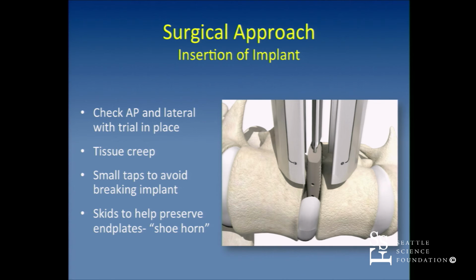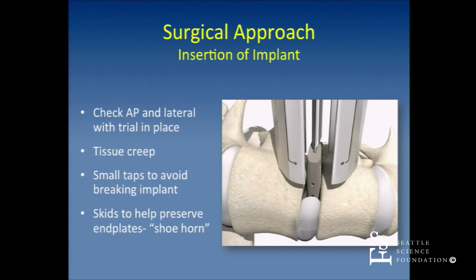I try to cheat posteriorly because I like to get big cages in, and then I'll look and see how anterior it is. If I've got room anterior, I know I can go to a bigger cage, because my trials typically are 18s. Then I'll put a 22 in. And if I put it in and it looks like it's filling the space, then obviously I stick with an 18. This also allows for tissue creep. So if you keep the trial in there while you're getting X-rays, it helps to allow for some tissue creep.